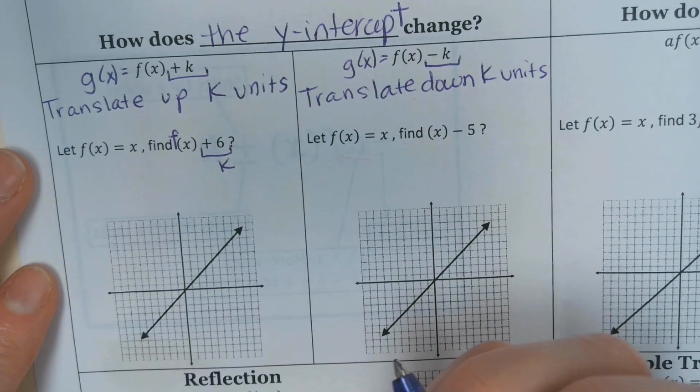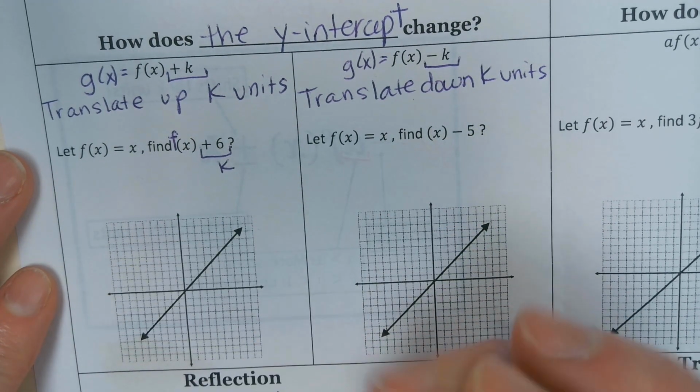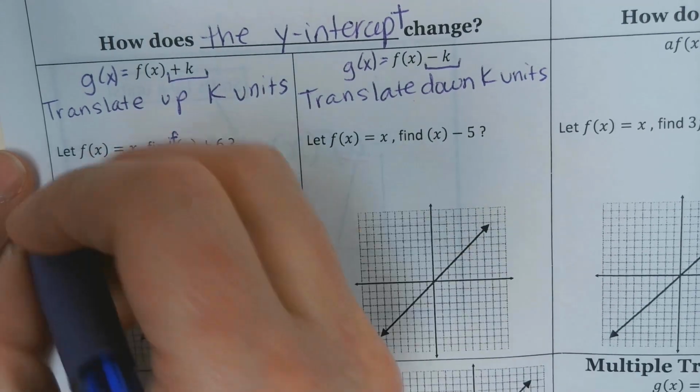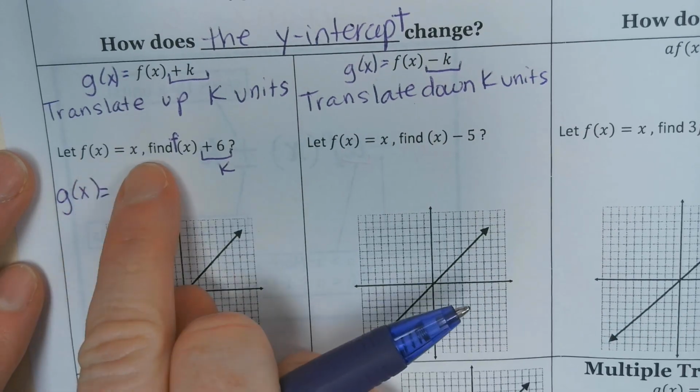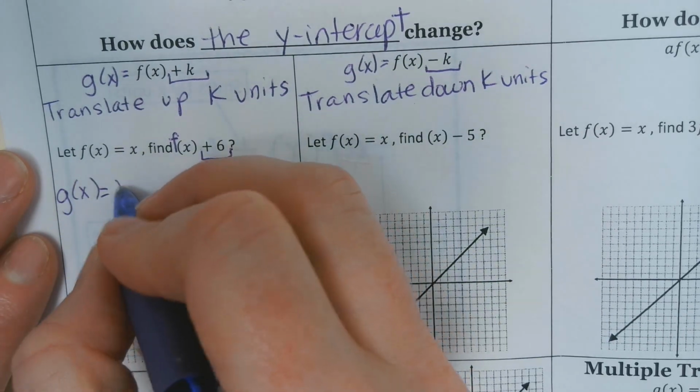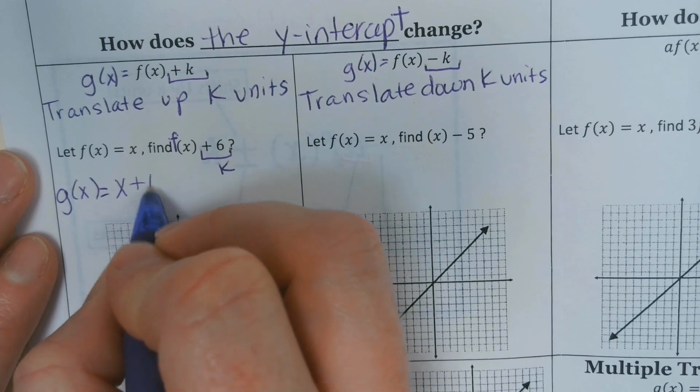So we could rewrite this. I'm going to name my new function after it's translated plus k units, g of x. So g of x equals whatever x was, so it's just x, and then plus the k units, so plus 6.